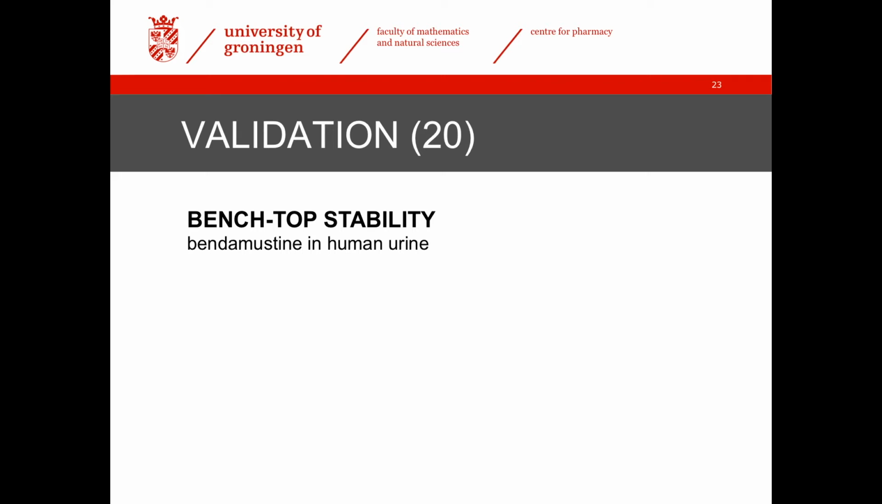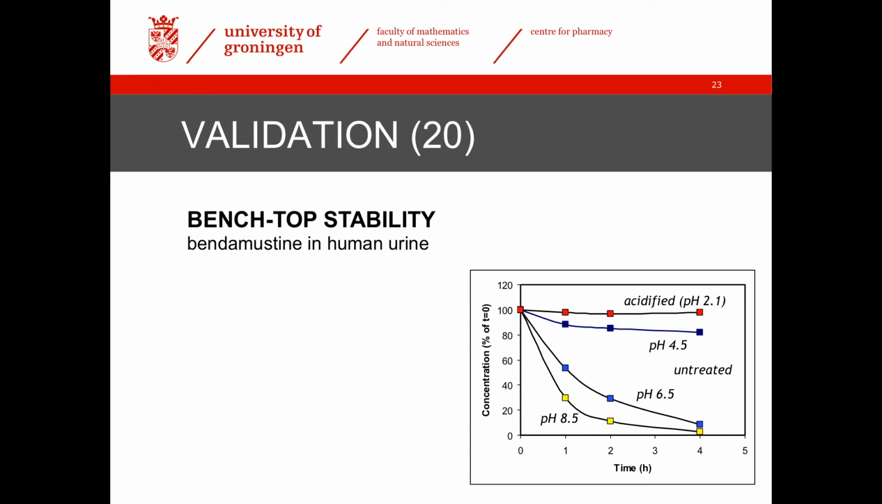A nice illustration is what happens to the drug bendamustine in urine when it is stored at room temperature at a few different physiological pH values of urine. As you can see, at a relatively high pH of 8.5, the drug is degraded very rapidly within just a few hours. At lower pH values, this is less pronounced, but to guarantee complete stability, urine needs to be acidified to about pH 2 as soon as possible after it is produced.